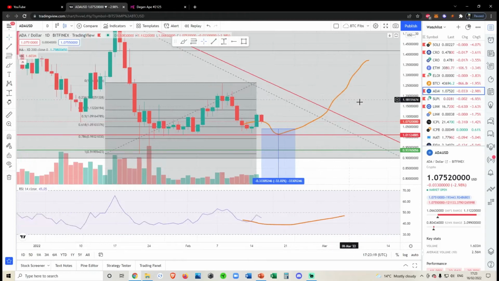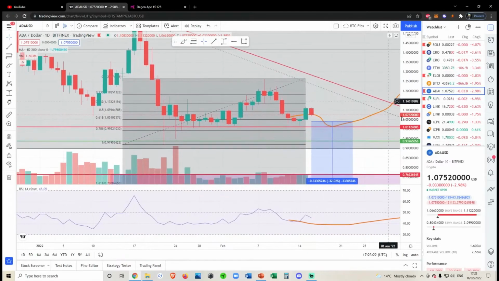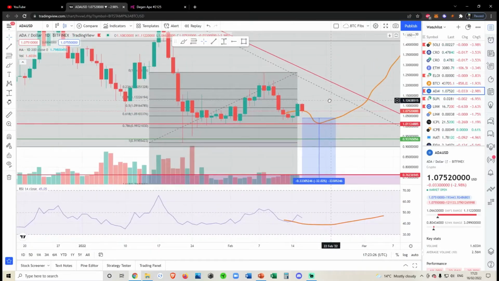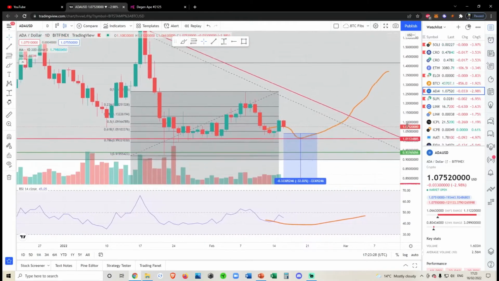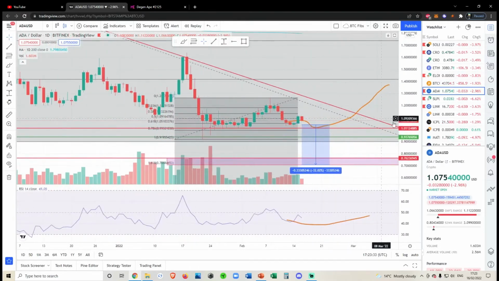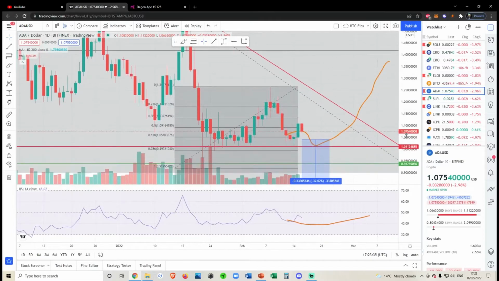Alright, let's do a quick update on ADA. I'll make this fairly quick because not too much is happening right now. In the last video we made, we outlined that we've got this steep downtrending resistance that we obviously need to break above before we even think about getting out of bed for ADA.